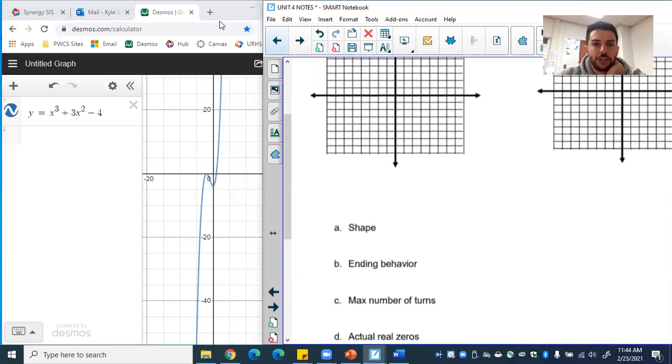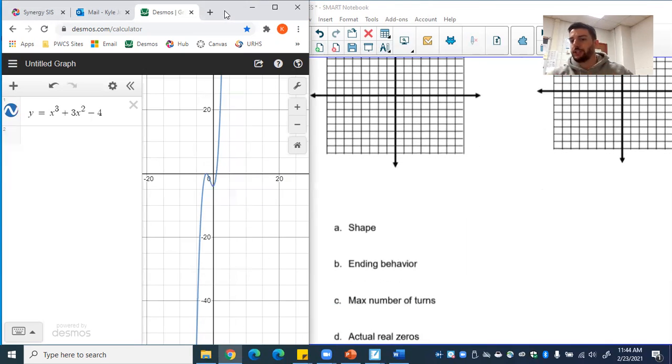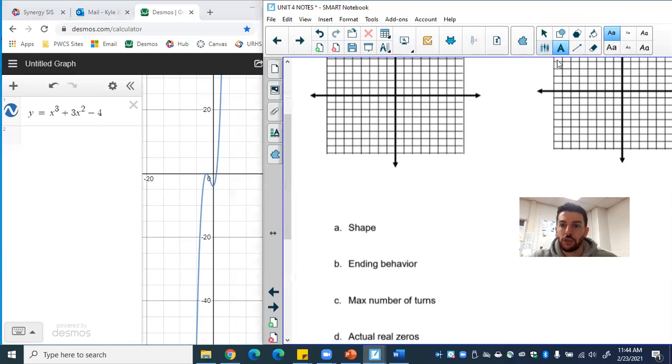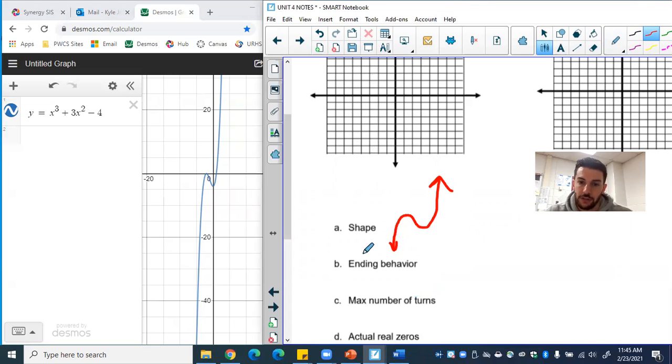Okay, so the shape of the graph, again, is just the general parent function type thing, what an x cubed graph generally looks like. An x cubed graph generally starts down low here, comes up, dips down once, and then starts going up again. So that's what an x cubed graph generally looks like.